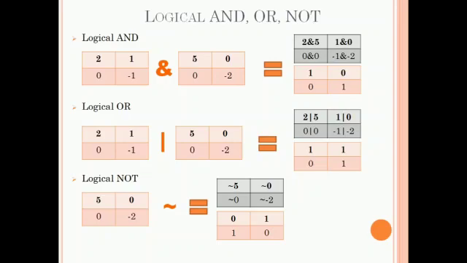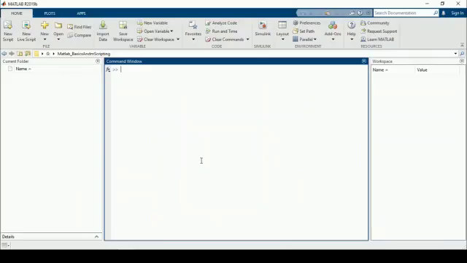Logical NOT returns a logical array of the same size as the input. The array contains logical 1 values where the input array element is 0 and logical 0 values where the input array element is non-zero. Let's see in MATLAB, take two matrices, A and B.